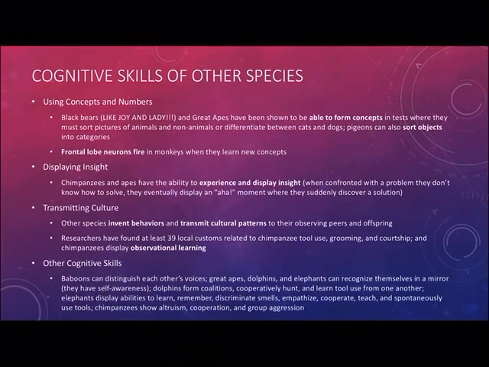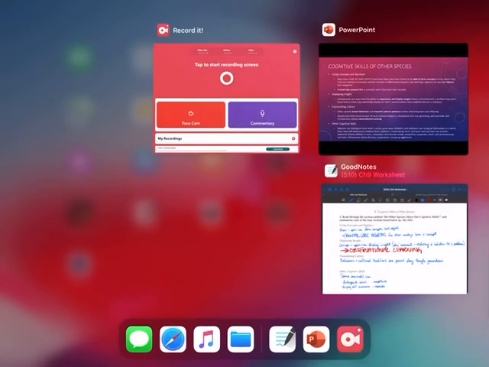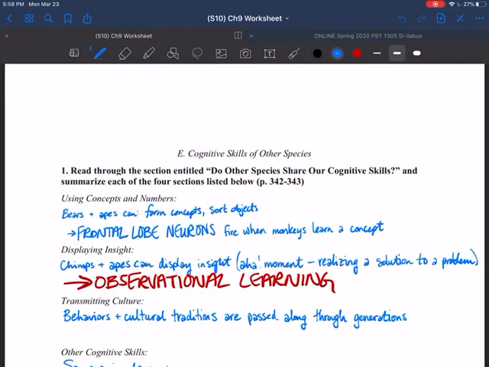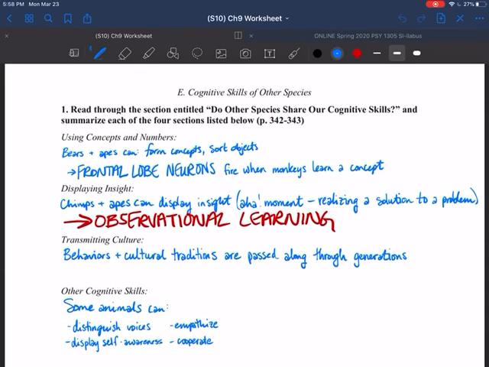And then there's just kind of some cataloging of other skills here at the end, like distinguishing voices, recognizing themselves in a mirror, that's self-awareness, forming coalitions, hunting, tool use, empathy, cooperation, teaching, things like that. So on your worksheet, do not expect you to just copy that down or anything. On your worksheet, you should just have a vague summary, something like this.